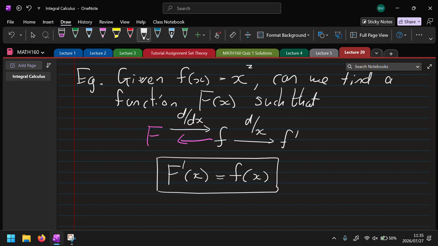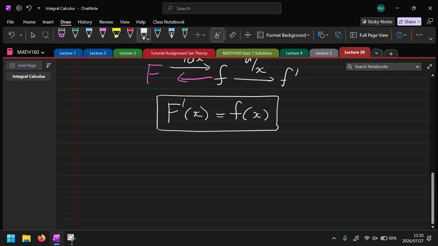Yeah, good. And you can get that. Well done. Yeah, 1 over 3, x to the 3. That works. So here we have F of x equals 1 over 3, x to the 3. And the nice thing is, we can check. We do the derivative. If it gives us back the function, then we know it's the antiderivative.